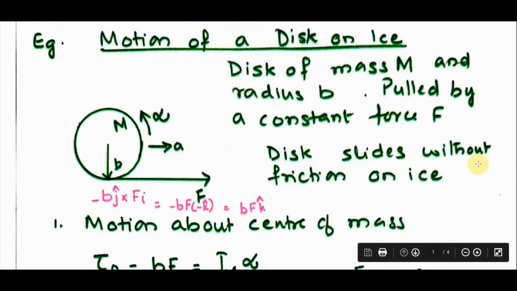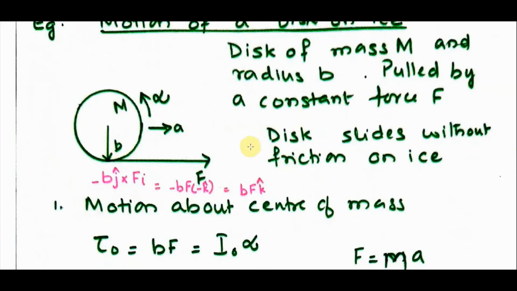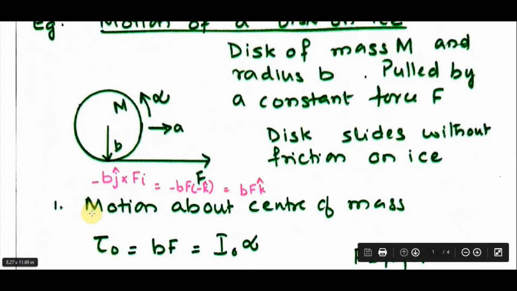Now the disk is sliding without friction. It is on ice. The disk is moving on ice. It is sliding without friction. Now we can consider two cases. The first one is motion about the center of mass. This is the center of mass. Motion of this disk about the center of mass.